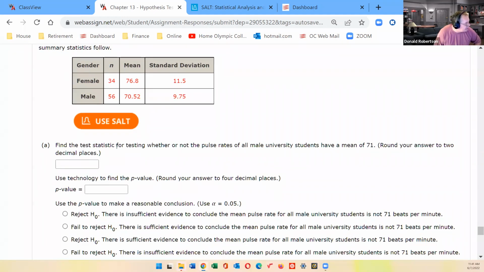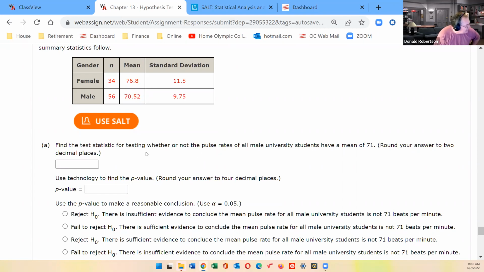Find the test statistic for testing whether or not the pulse rate of all male students has a mean of 71. Okay, and what are we comparing it against? Well, let's have a look at the males. For the males, the sample size is 56. The mean is 70.52, and the standard deviation is 9.75.